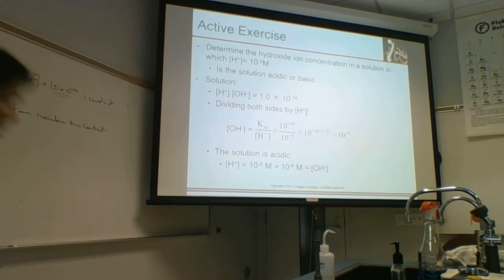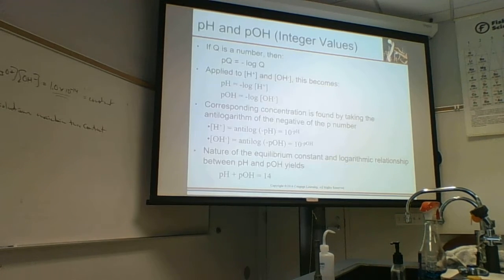Let's look at some other things here. When we look at the hydronium and hydroxide concentration, there are other ways of expressing this concentration. One way of expressing the concentration is by a power function. In general, a power function is just pQ, where Q is some function, any function, and it's defined as the negative log of whatever quantity we're looking at.